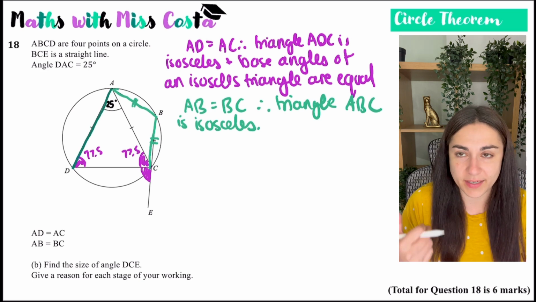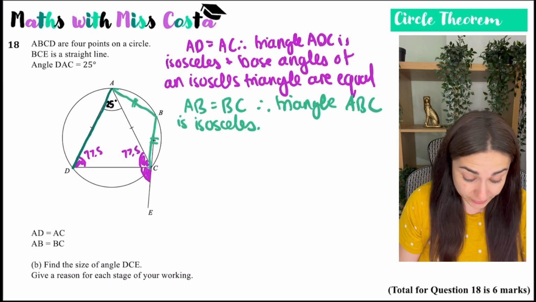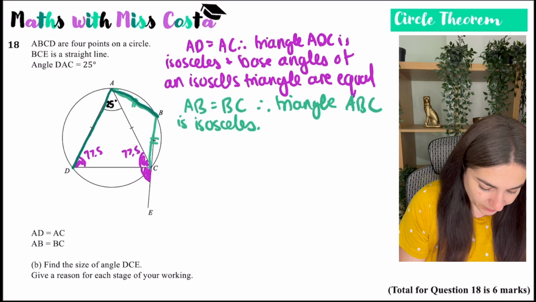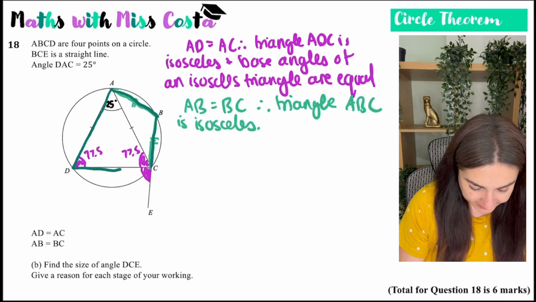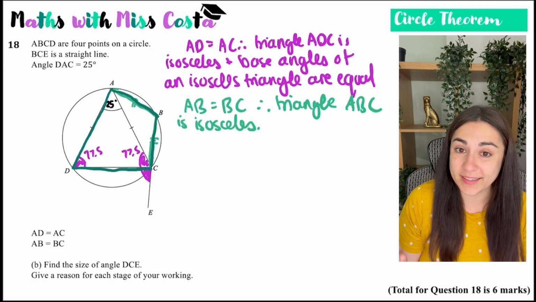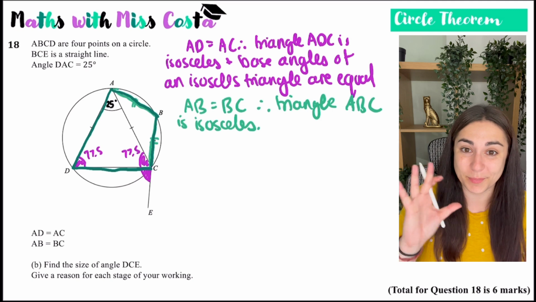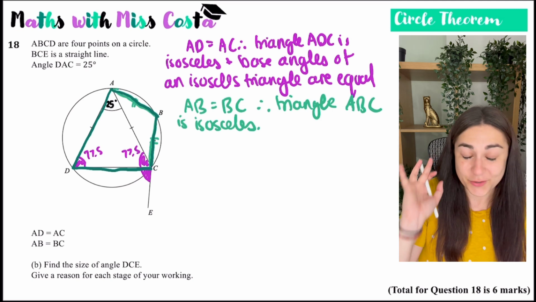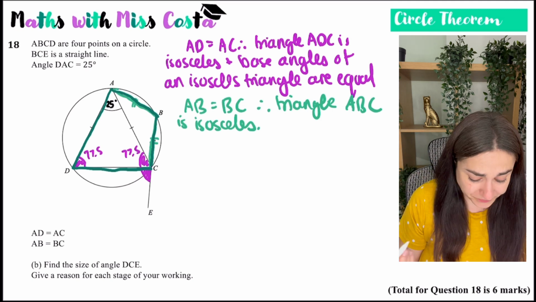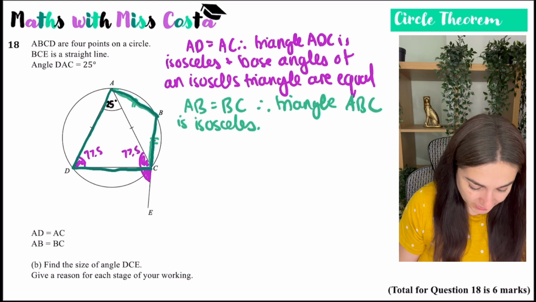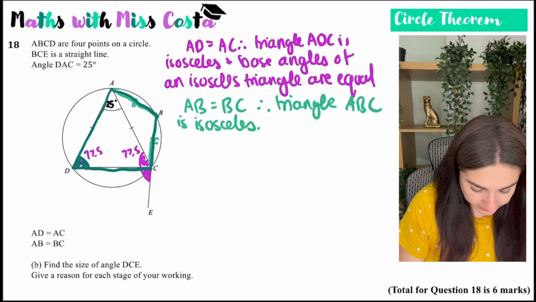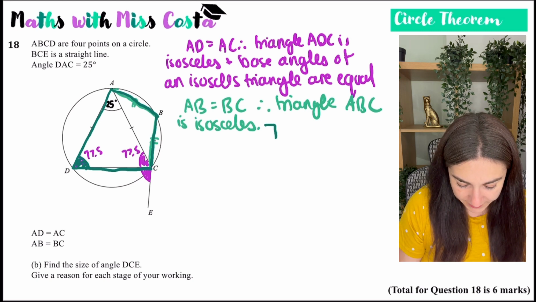You're always looking for either triangles, tangents, cyclic quadrilaterals, and in this case you have a nice cyclic quadrilateral here. Sometimes it's hard to spot, which is why I really push the highlighter technique. Just try and highlight as many different things as you can, otherwise you won't be able to do the question.